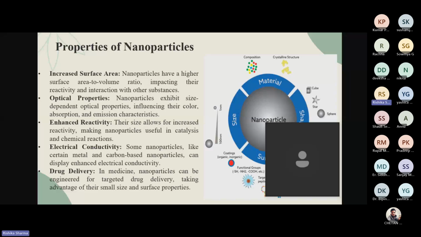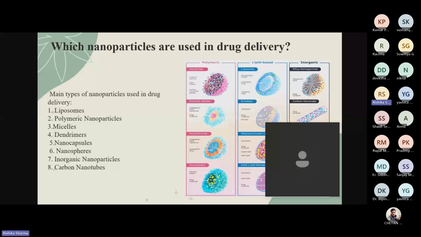They exhibit size-dependent optical properties, influencing their color, absorption, and emission characteristics. Their size allows for increased reactivity, making them useful in catalysis and chemical reactions. Some nanoparticles, like certain metal and carbon-based nanoparticles, can display enhanced electrical conductivity, and they are useful in drug delivery. Here are some examples which are used in drug delivery, like liposomes, polymeric nanoparticles, micelles, dendrimers, nanocapsules, nanospheres, etc.